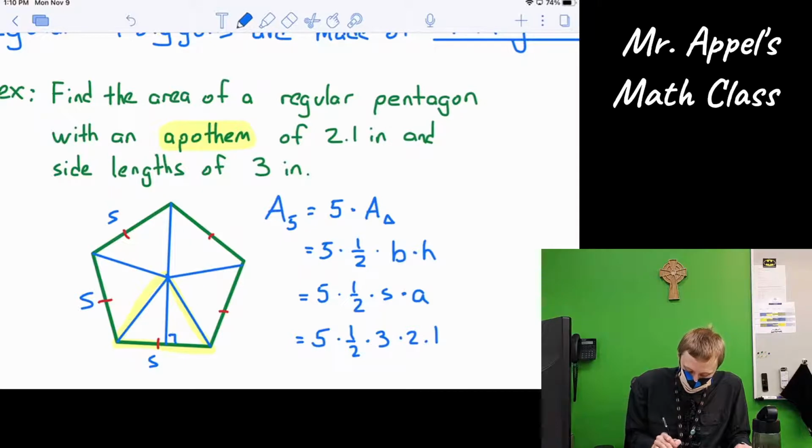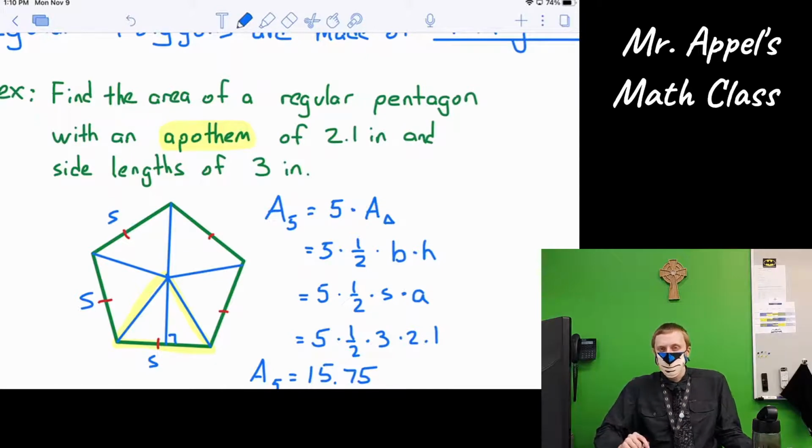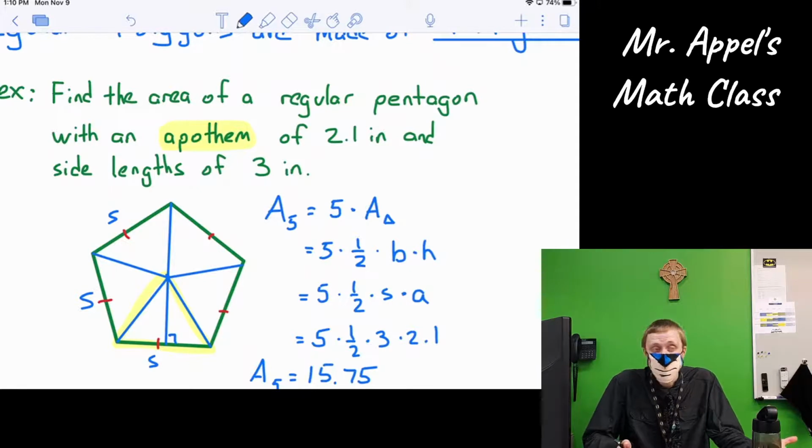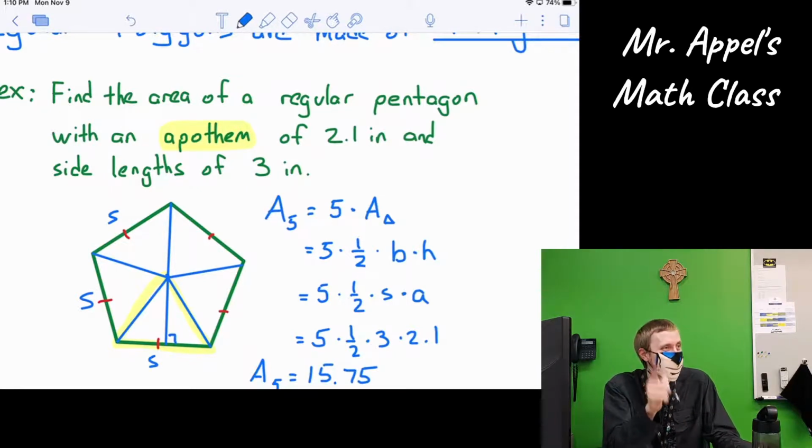And divided by 2, 15.75? Someone with a calculator can double check my mental math. That is, I didn't do the mental math, I just remembered it from last class. Right? That's actually not too bad then, so long as they give you the apothem.